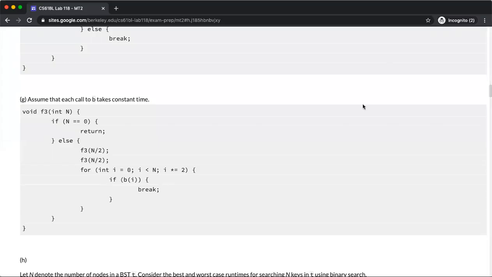For part G, we were going to assume that the call to B takes constant time. And so really the work of this function is two recursive calls, each with argument n over 2, and then a for loop. Again, we can apply the same formula that we've been doing: the sum from i equals 0 to the height of the branching factor to the i times the amount of work per node per level. If we look at the branching factor, it's 2 because we're making two recursive calls, so we know that BF is 2.